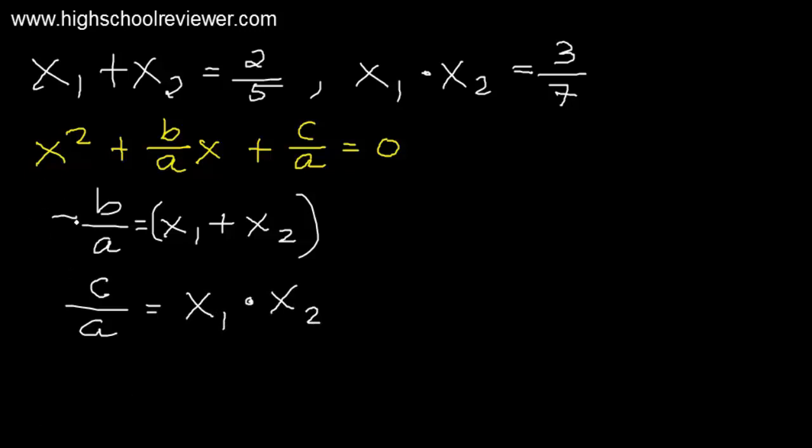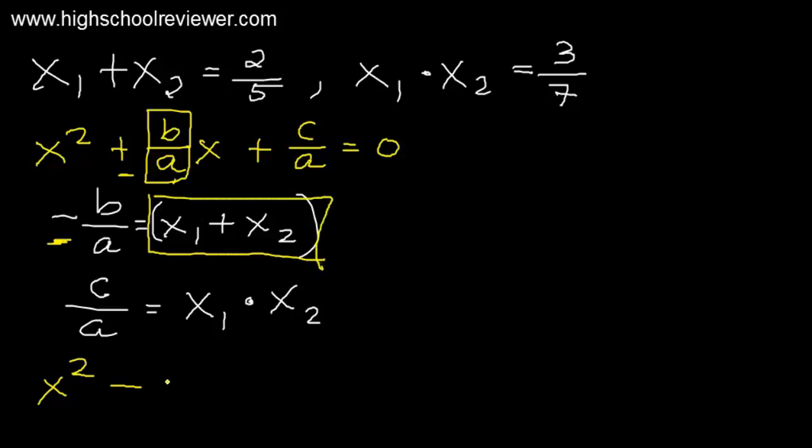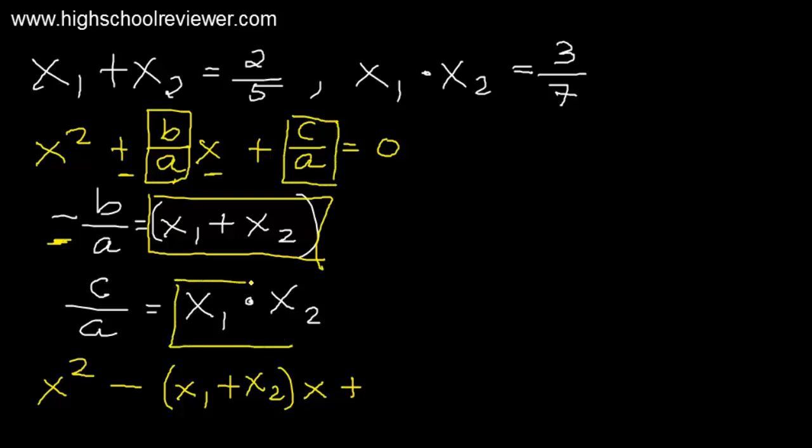So substituting this into the original equation, we will have x squared. Since this is negative b over a and this is positive, this will become negative, and instead of b over a, we are going to use the quantity of x sub 1 plus x sub 2. So we have here minus the quantity of x sub 1 plus x sub 2, and then multiply this by the variable x, plus, instead of c over a, we are going to use x sub 1 times x sub 2. So this will be plus x sub 1 times x sub 2 equals 0.